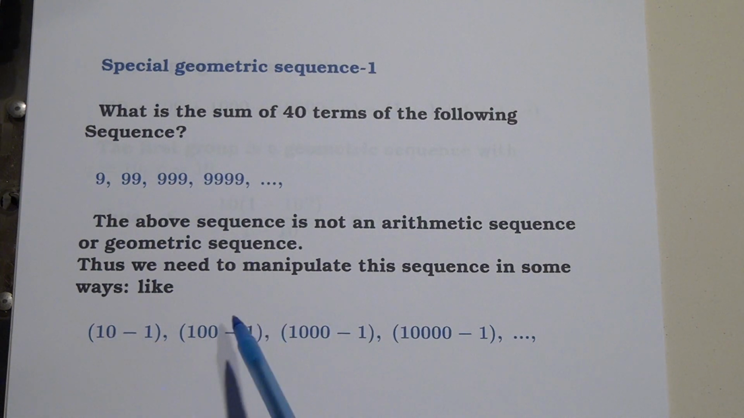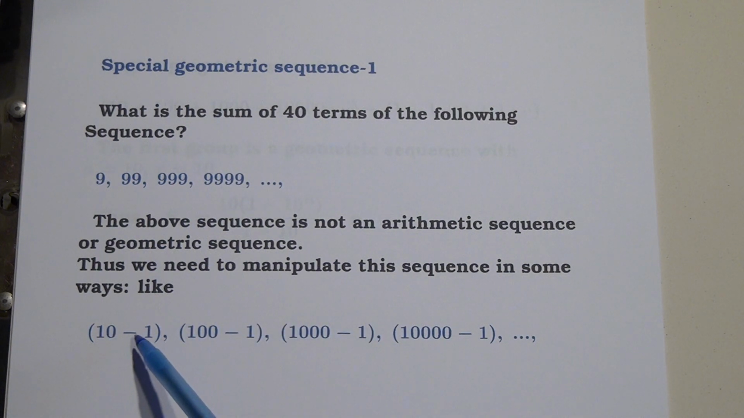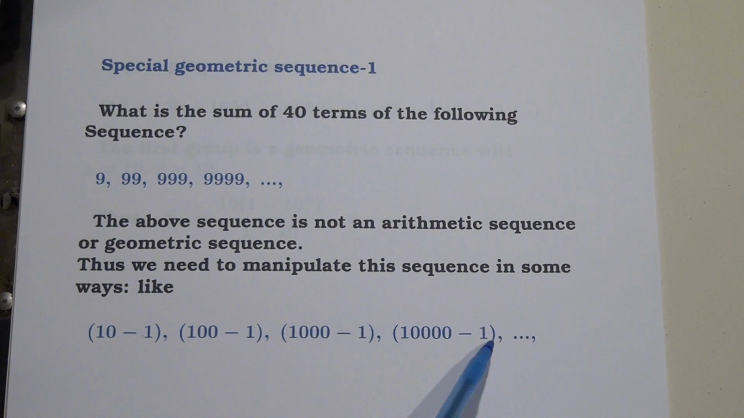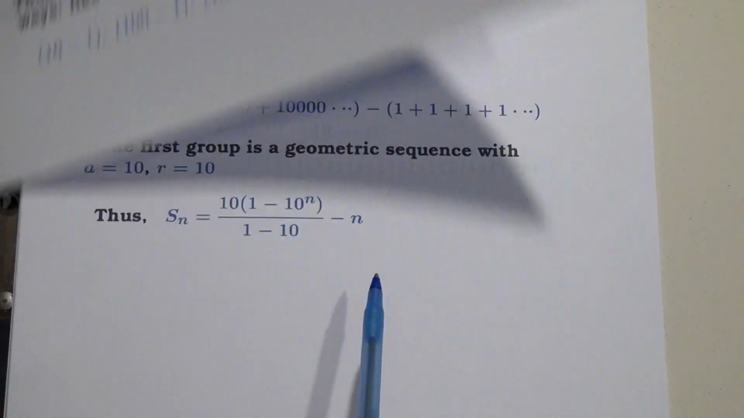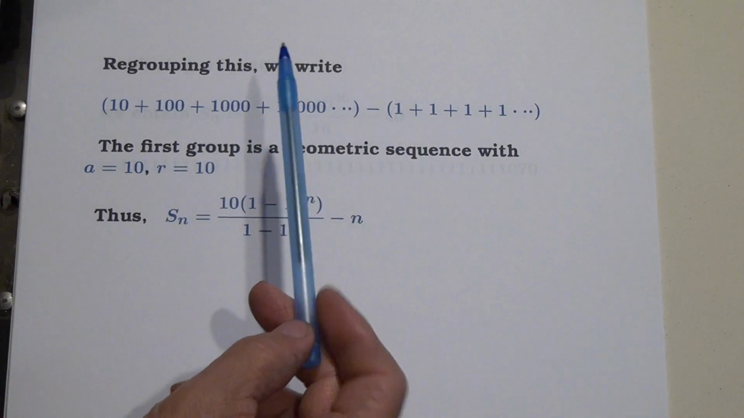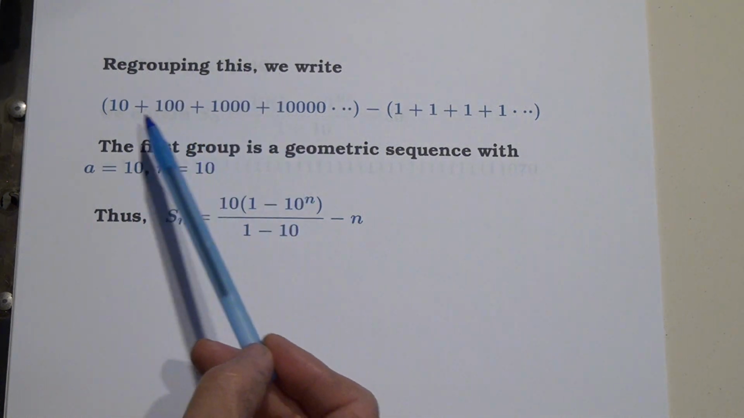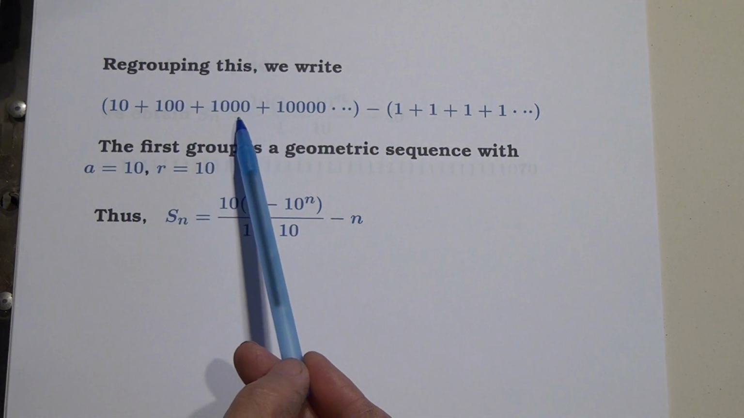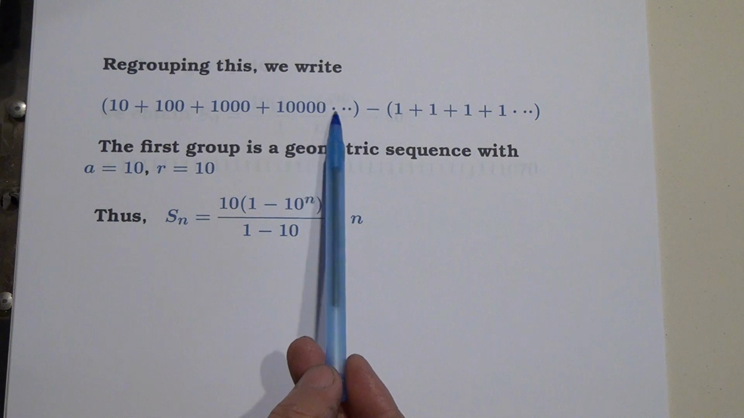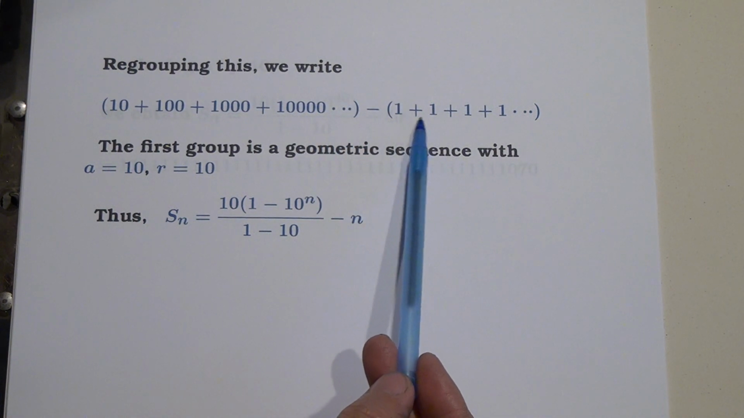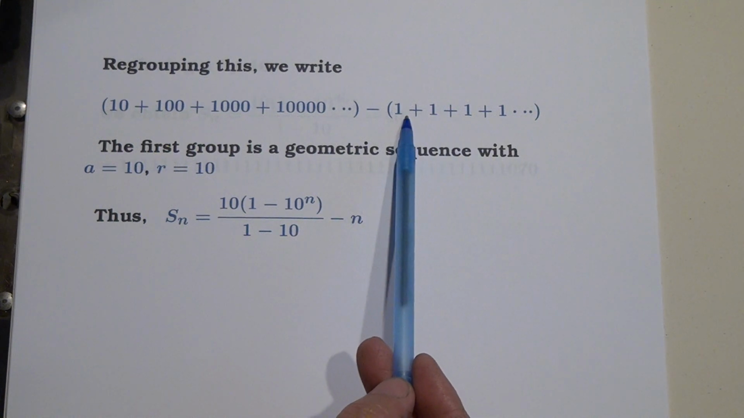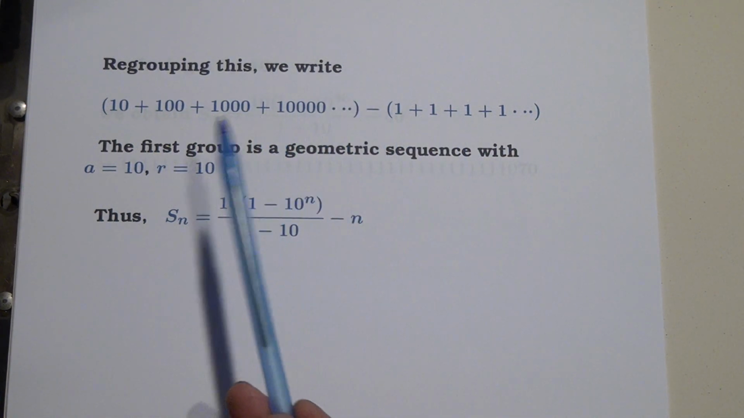After we get some of them, we just take out these ones: minus 1, minus 1, minus 1, minus 1. So we can see this here. Regrouping this, we write 10 plus 100 plus 1000 plus 10,000, and so on, minus however many ones we have. That many ones we just take out.